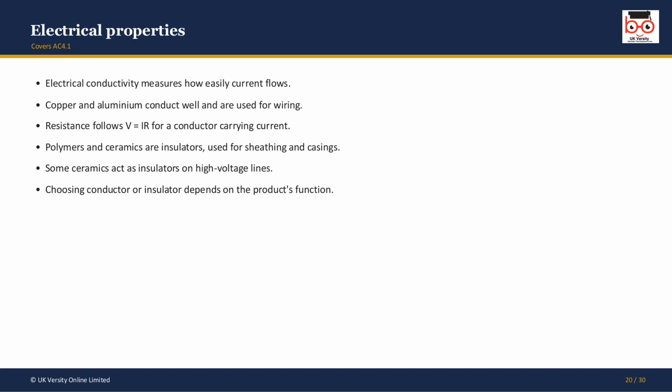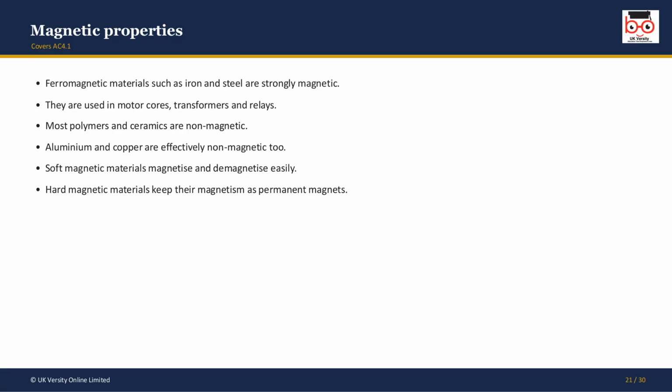Polymers and ceramics, by contrast, are insulators used for sheathing and casings, and some ceramics do sterling work as insulators on high-voltage power lines. Whether you want a conductor or an insulator comes down entirely to the job the product has to do. Let's cover magnetic properties.